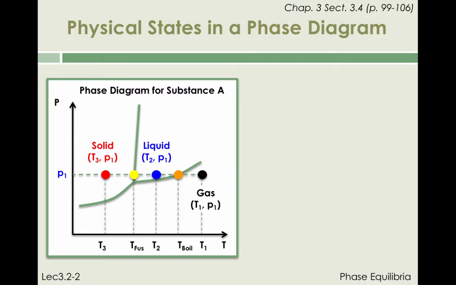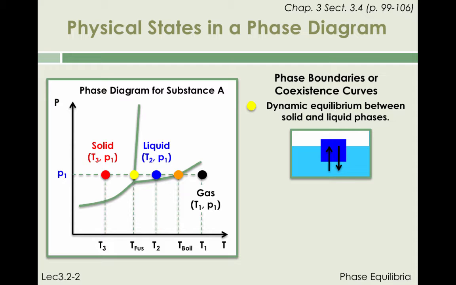The other two states correspond to situations where the system is on phase boundaries or coexistence curves. At the melting or fusion temperature, T_fusion, there is a dynamic equilibrium between the solid and the liquid phases. What we mean by dynamic equilibrium is a situation where the temperature and the pressure remain constant, while particles from the solid melt into the liquid, and simultaneously, and at the same rate, particles crystallize from the liquid state.